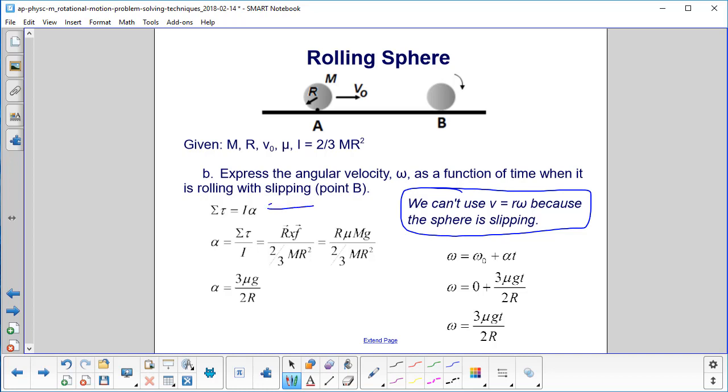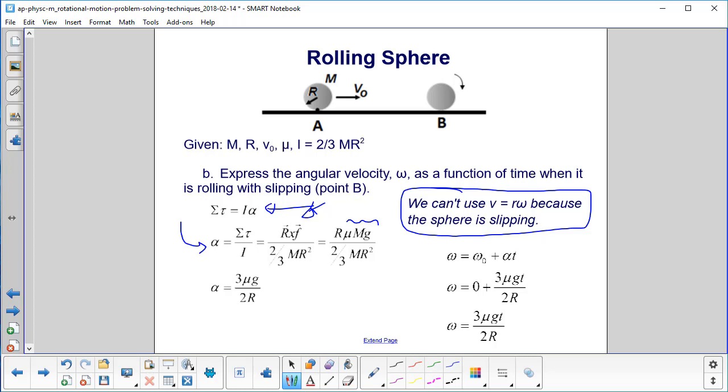So we will use the sum of the torques is equal to I alpha, and then we rearrange it so alpha is the sum of the torques over I. The only torque is provided by friction, and that's R cross F. The F is the friction force, and that is acting perpendicular to the line of action, so it's just going to be mu mg, all right? Because the sine of 90 is 1, so R cross F is just R times F.